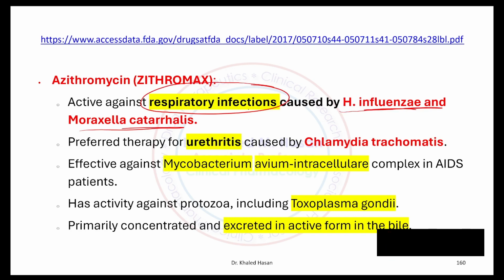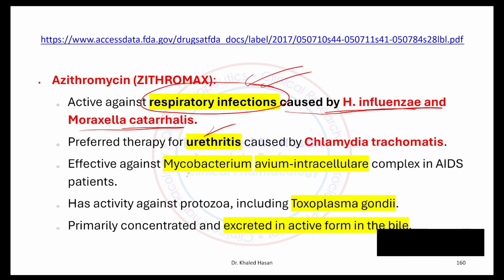Which of these macrolides is considered an effective medication against respiratory infection caused by Haemophilus influenzae? The answer will be Zithromax, azithromycin. When you have patients with a respiratory chest infection caused by Haemophilus influenzae, the drug of choice will be azithromycin, Zithromax. We can use it for patients with urethritis due to Chlamydia trachomatis.